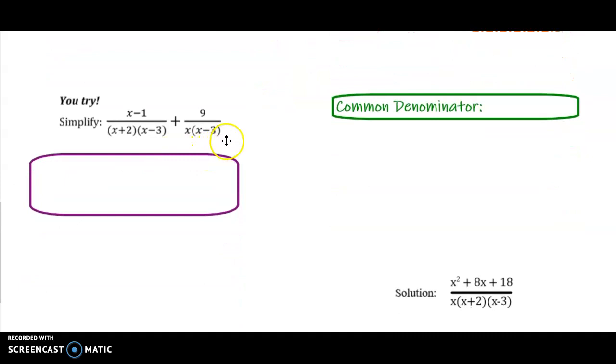So the last problem is one for you to try. Note, they do have a common factor, so you only need to write that common factor once in your common denominator. Pause the video now and try that problem.